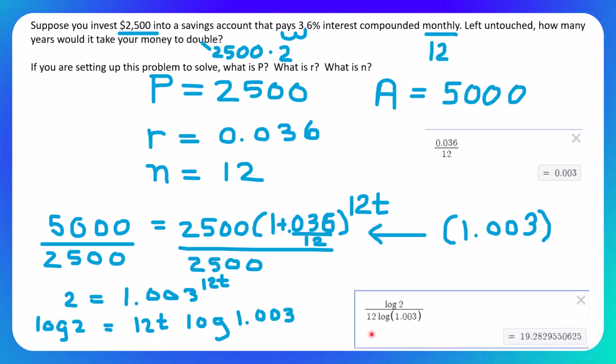All right, you can see that I put this into Desmos. On the left-hand side, we've got log 2, and we're going to divide by 12 log 1.003. Okay, we'll get 19.2829550625. Okay, rounding that off is approximately 19 years.